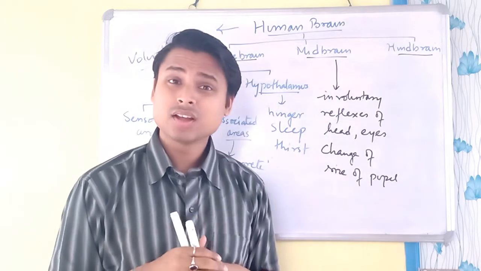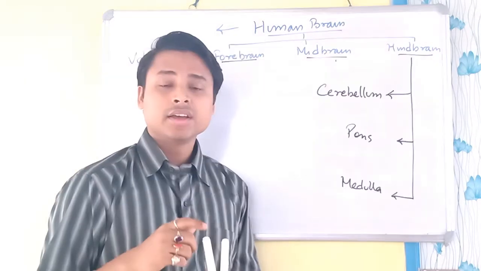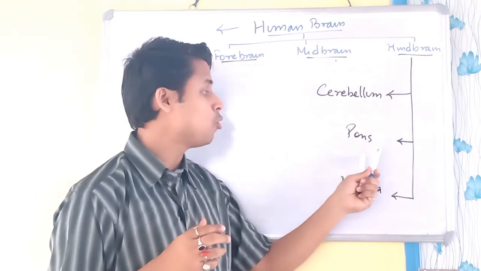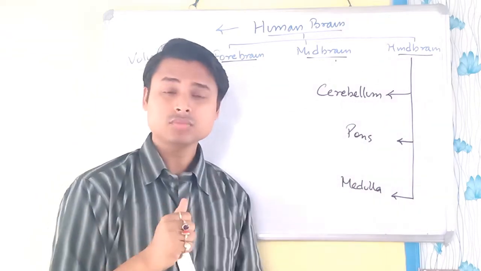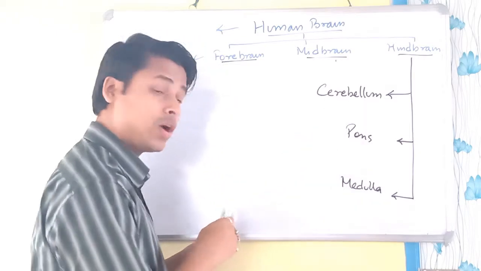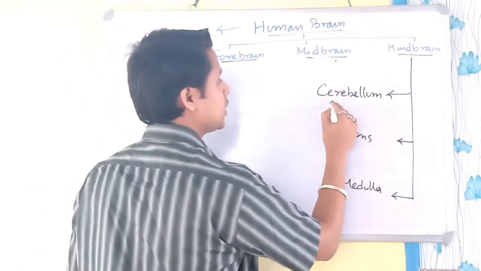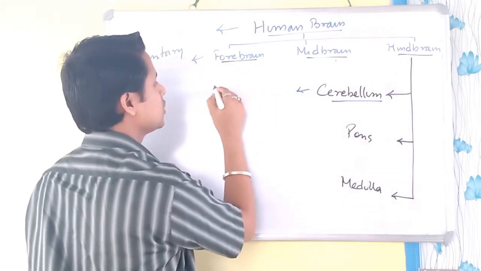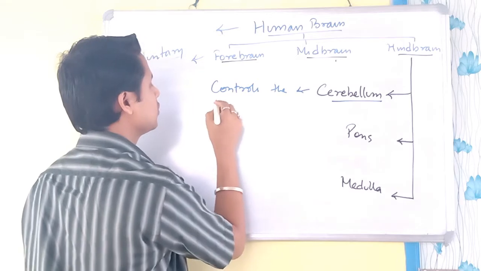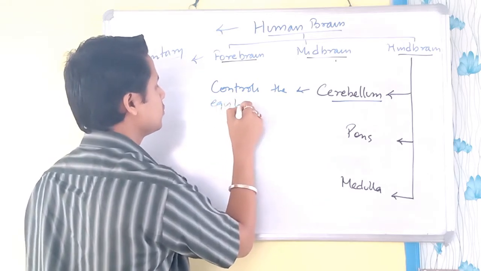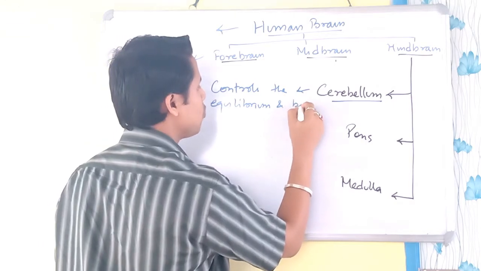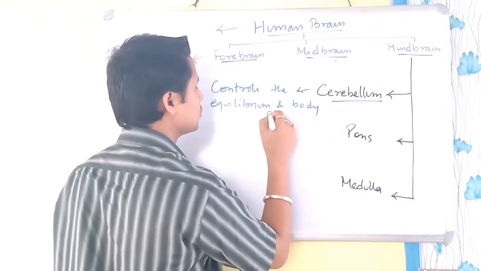Now we will see the hindbrain. Hindbrain consists of cerebellum, pons and medulla. So what work are the cerebellum, pons and medulla doing? The cerebellum controls the equilibrium and body posture.